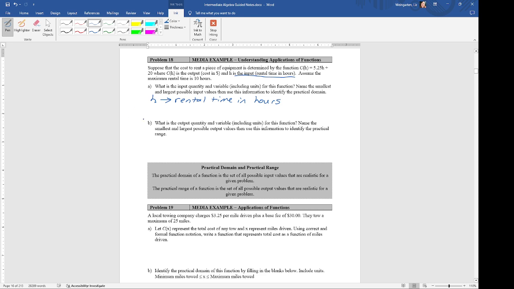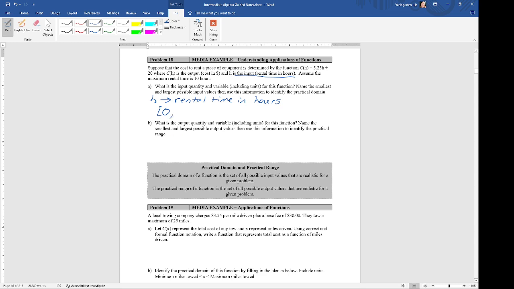What is the smallest rental time that somebody could rent something? Well, they could rent it for 2 hours, 1 hour, half an hour, they could technically rent it for 0 hours. Could they rent it for negative 1 hours? No. So the lowest number is 0 hours. They go in and say, hey, I want to rent this. Never mind, bye. They still get charged the $20, but they rented it for 0 hours.